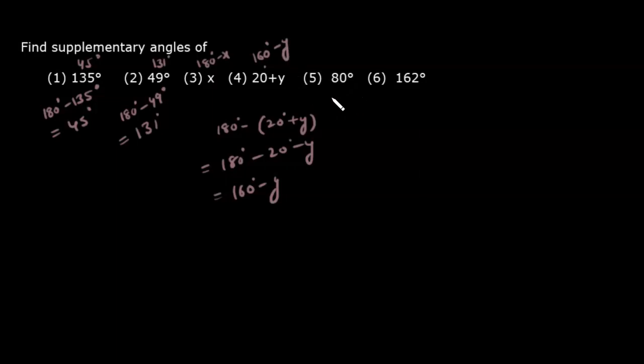Now this is 80 degrees, so 180 degrees minus 80 degrees, that is 100 degrees. This is 180 degrees minus 162 degrees, that is equal to 18 degrees. So the answer is 18 degrees. So this is how we can find supplementary angles.